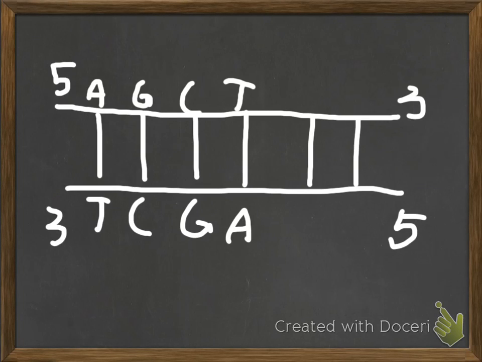Now, these A, G, C, and T's are the nitrogen bases, which code for the building of proteins. So the order they come in is very important.